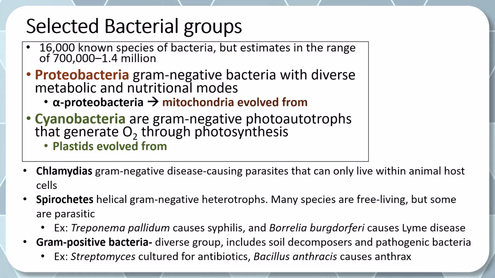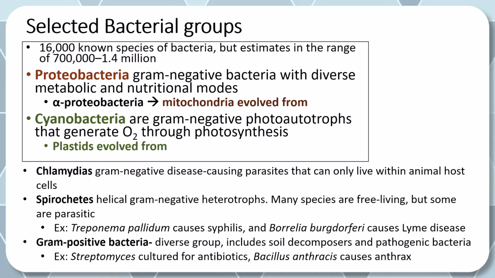So here's kind of a brief overview of some bacterial groups. There's 16,000 known species of bacteria, but estimates range from 700,000 to 1.4 million species of bacteria. They're very, very numerous. So 2 groups that I want you to memorize are proteobacteria and cyanobacteria. You might think, oh, I could memorize all of these other groups as well, but there's plenty of memorization in this first unit, so just memorize proteobacteria and cyanobacteria.